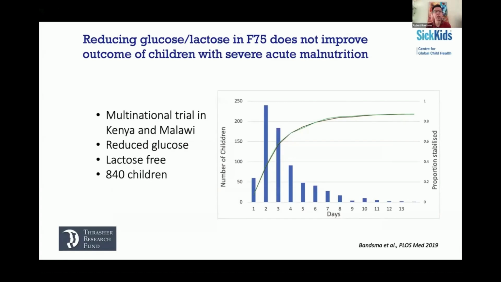So because we know they have a degree of malabsorption, a trial that's now already quite a few years ago looked at reducing the glucose amount and removing the lactose from F75 to see if it would make a difference in the outcome of these children. Because you have to realize that these children, if they develop diarrhea, it's osmotic diarrhea. So it's triggered by the food that's being given, and that's what's driving the diarrhea, right? So it's not a secretory diarrhea for the most part. But unfortunately, it didn't make a difference. So of course, here calories weren't affected, but just reducing sugar does not do the trick.